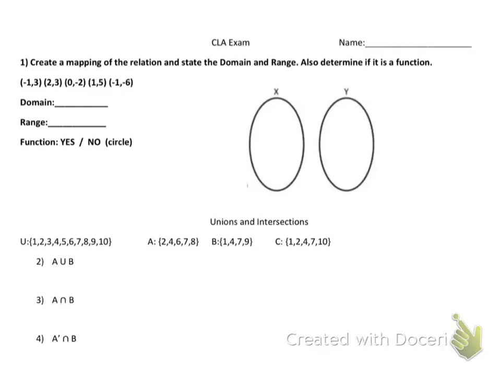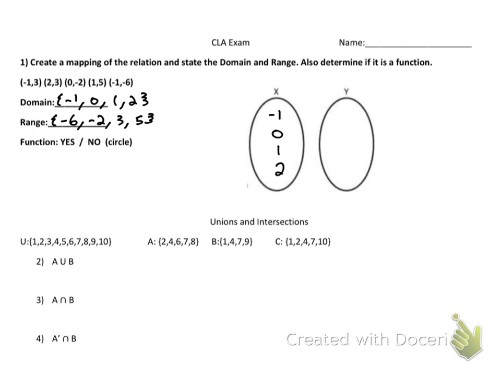All right, so number one right here, the domain is the x values. So we'll have -1, 0, 1, and 2. I did it from least to greatest. The range will be the y values. Again, I did from least to greatest. So we have -6, -2, 3, and 5.